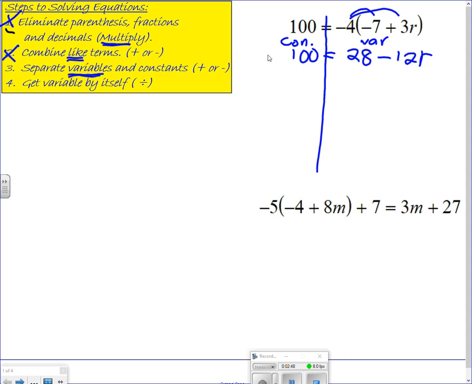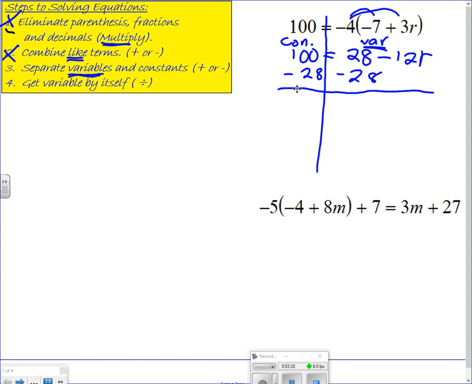On the left, is that a number? 100 is a number. Variable means letters. I would like for both of these to have a letter. The 28 has no letter, so I have to get rid of it. I can either do plus 28 or minus 28. Do the opposite. The opposite of 28 will be -28. And what you do to one side, you must do to the other side. So this will be -28.